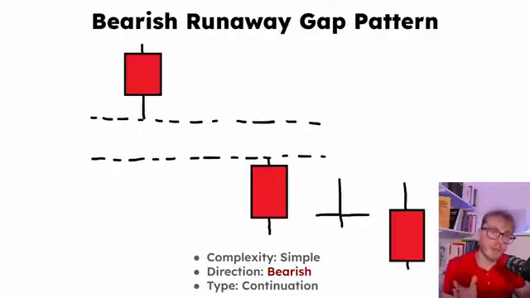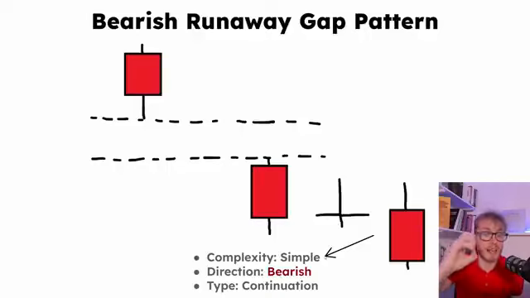So now let's switch the attention here and take a look at the bearish runaway gap. We can consider this pattern a simple pattern because it consists basically of 0 candlesticks. It depends on how you define it, but I define this as a simple pattern. The direction here is bearish and the type is continuation.